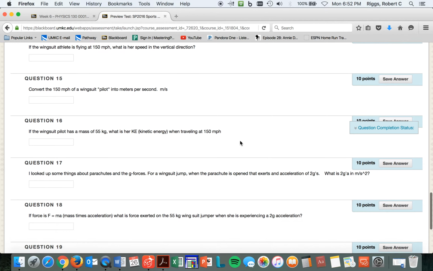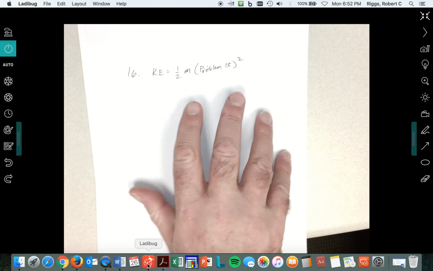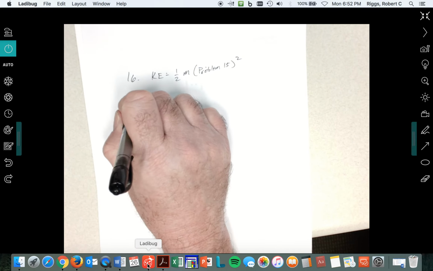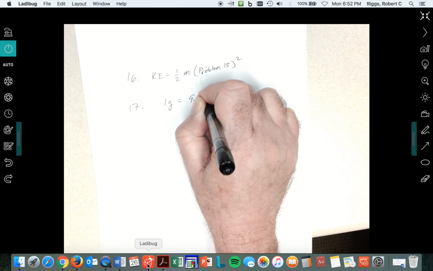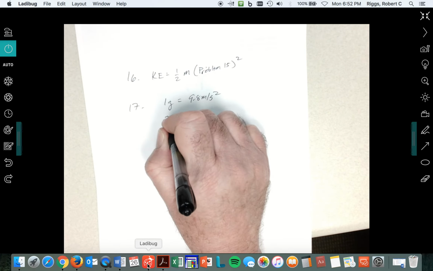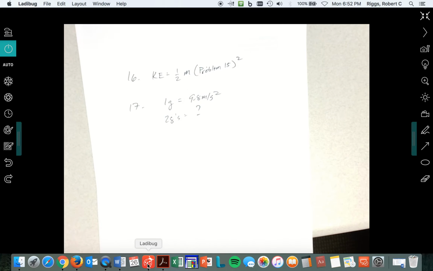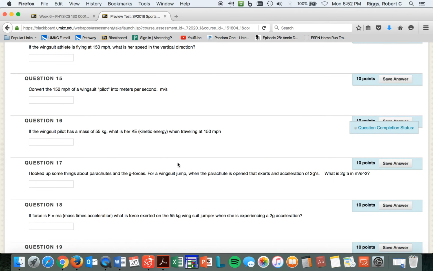All right, I looked up the G-force for a wingsuit jump when the parachute is opened, that exerts an acceleration of 2 Gs. What is 2 Gs in meters per second squared? Okay, this is just kind of review. I have to do this with my 210 students too. So 17. 1 G is 9.8 meters per second squared. So 2 Gs, I wonder what that is. All right, no biggie. You can do this.